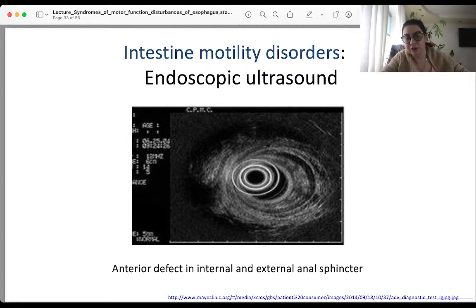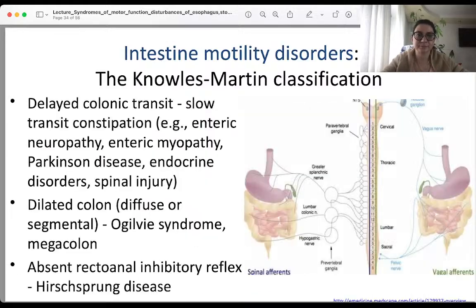What methods of examination can we use, additionally to objective examination, to confirm intestinal motility disorders? Here you see an example of such a test. It is endoscopic ultrasound, and here we can see an anterior defect in the internal and external anal sphincter.